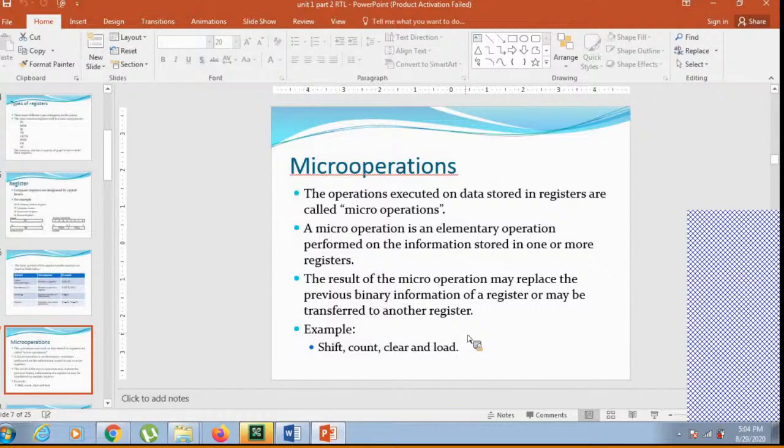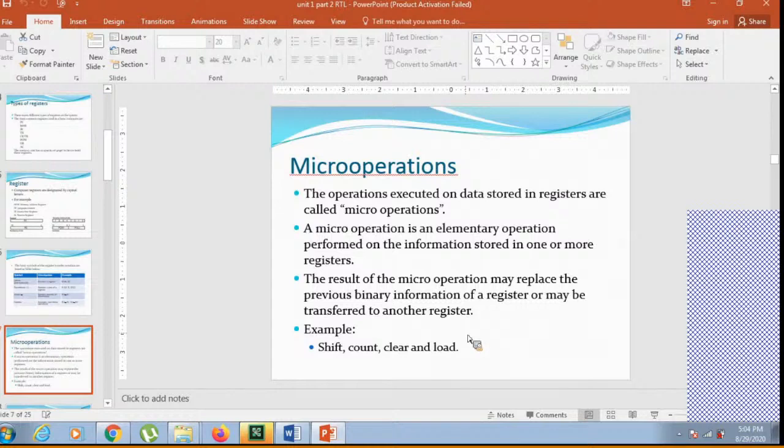It requires the data. If I want to execute the instruction a plus b, I require the data values of a as well as b, right? Now, from where will we get this data? Generally, we'll get the data from the main memory. Sometimes we'll get the data from cache memory. Sometimes we'll get the data from the registers.